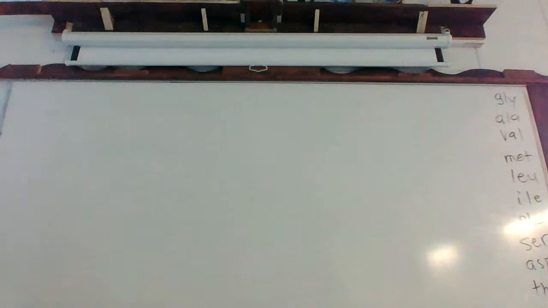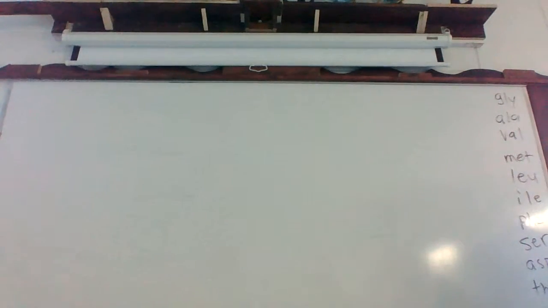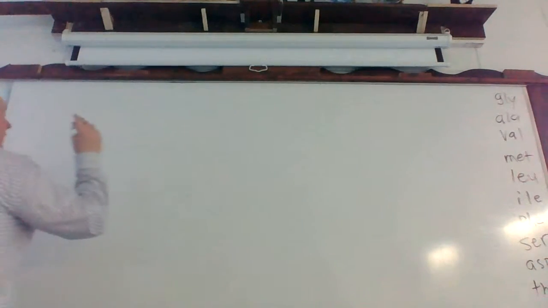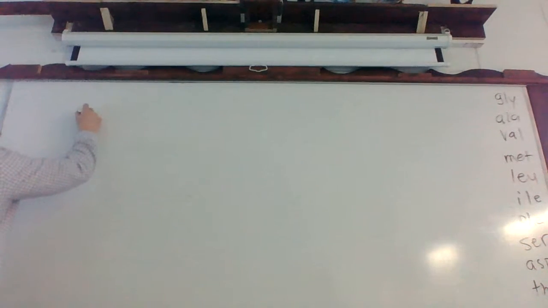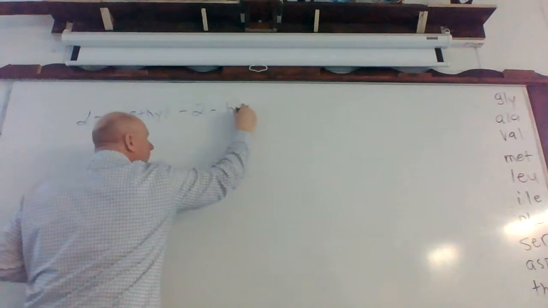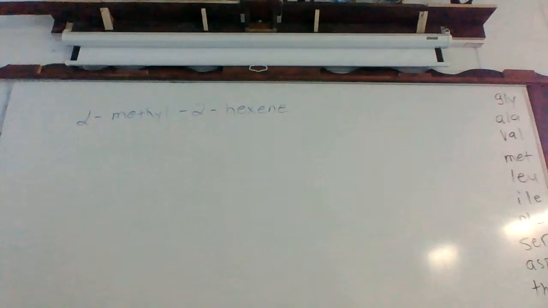Okay. So we've done isomers. We've done alkynes. We've done alkanes. And let's just do one more alkene. So let's go ahead and try something like this. Is that even possible?